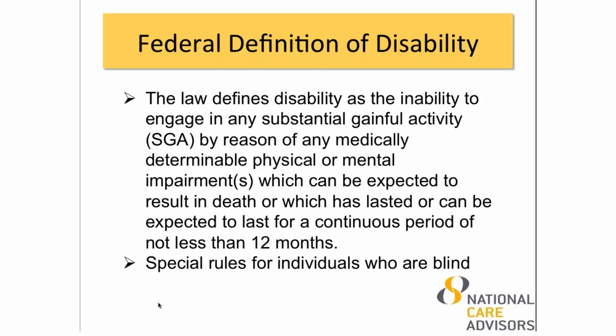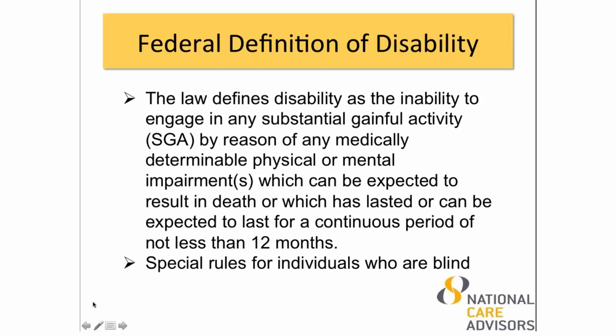We often will have individuals who say, boy, I was turned down for Social Security, but I really can't work. The next question is, can't work at all or can't work in your original capacity? Substantial gainful activity, based on the federal definition, means that you can't work in any capacity, anywhere, and you cannot earn enough money to actually support yourself or meet the definition of substantial gainful activity.